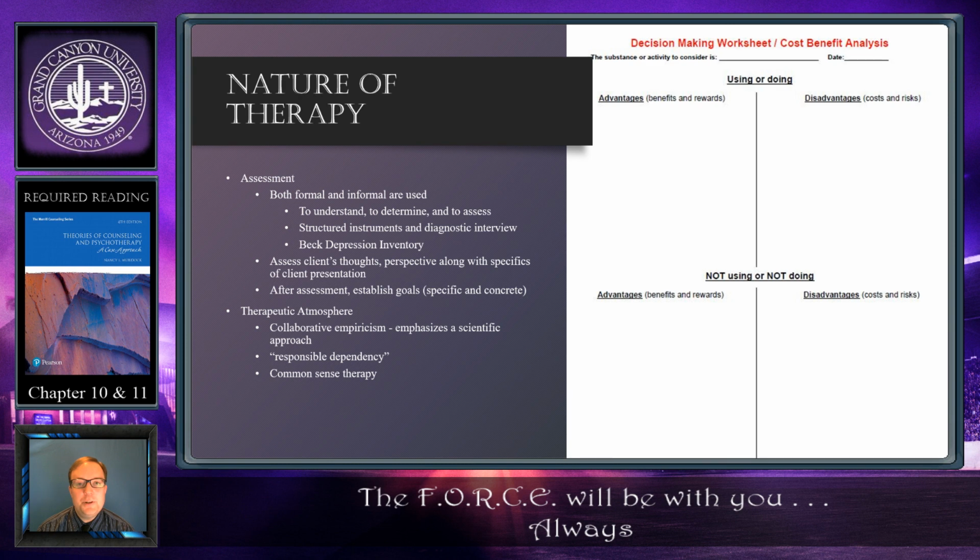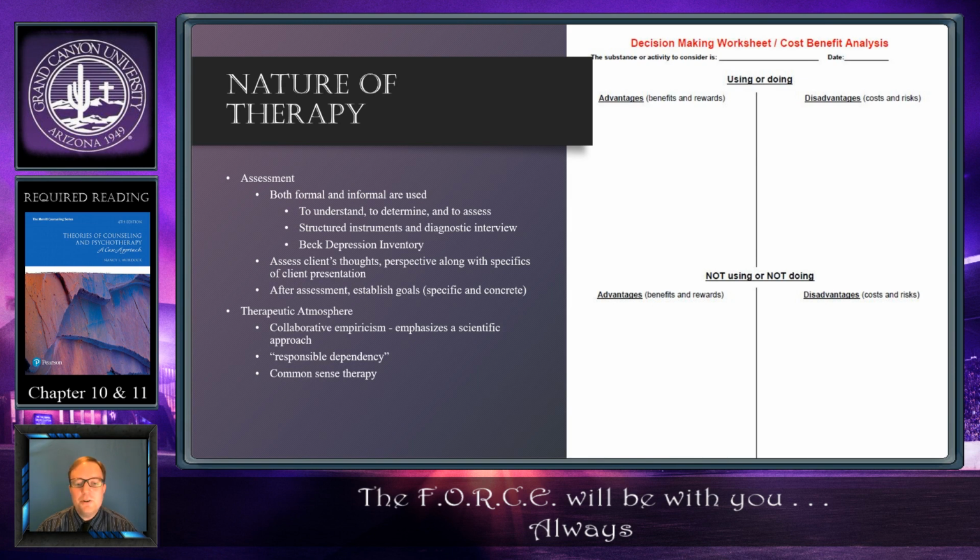Another thing to remember is that we are using collaborative empiricism. So we are emphasizing a scientific approach. That's why we use data and numbers to explain how bad a situation is going. One benefit of that is when we use a Beck Depression Inventory, for example, we are teaching the client about the behaviors that define depression.